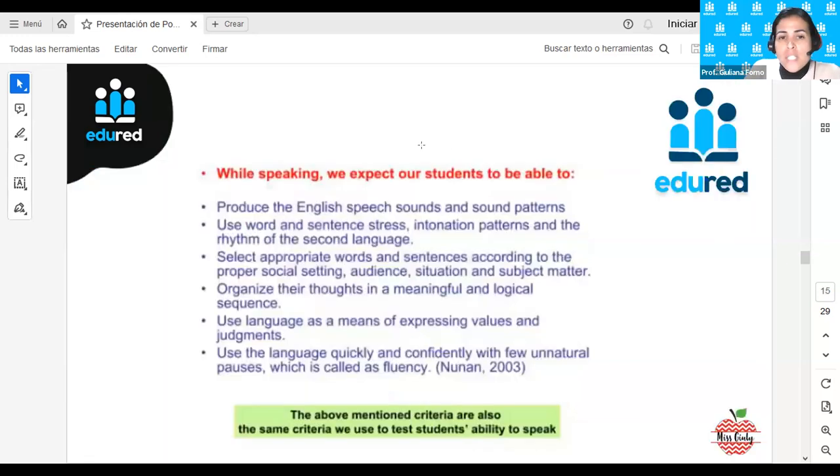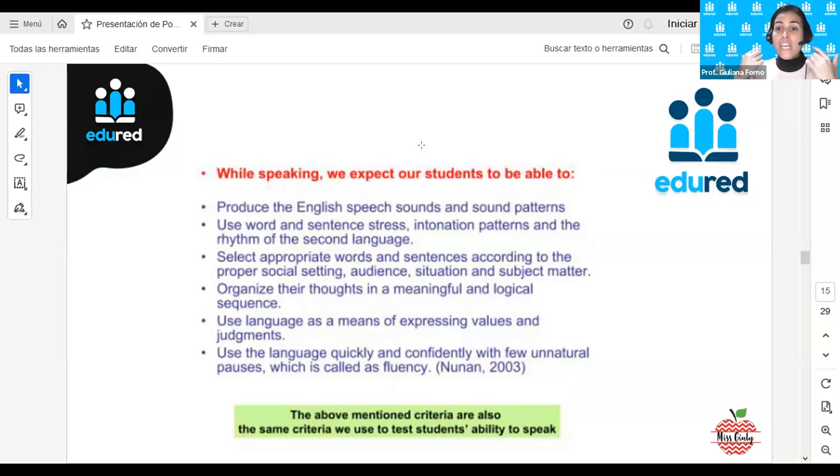While speaking, what do we expect our students to be able to do? To produce the English speech sounds and sound patterns. Correct intonation, pronunciation. Use word and sentence stress, intonation patterns, and the rhythm of the second language. We need to have this clear. They need to know the correct pronunciation of the words.